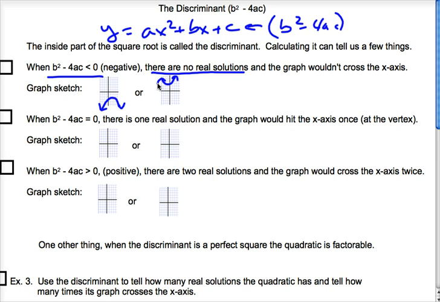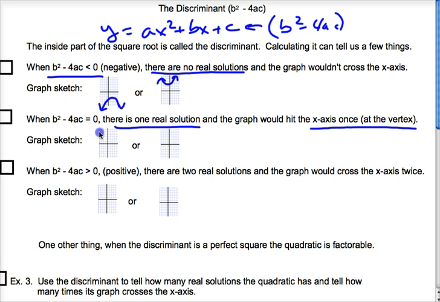If b squared minus 4ac equals 0, well then you got the square root of 0 on the inside, and that's 0. You end up with one solution. It'd be -b over 2a. Plus or minus doesn't do anything to it because you're adding 0. So you get one real solution, and where is it on the graph? It's on the x-axis at the vertex. It would hit the x-axis once at the vertex.